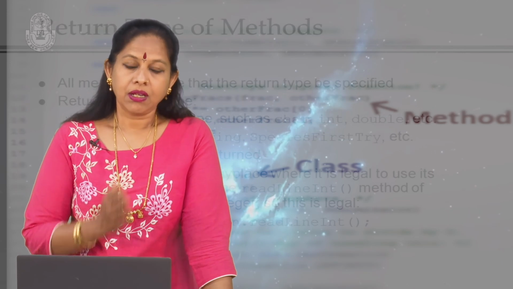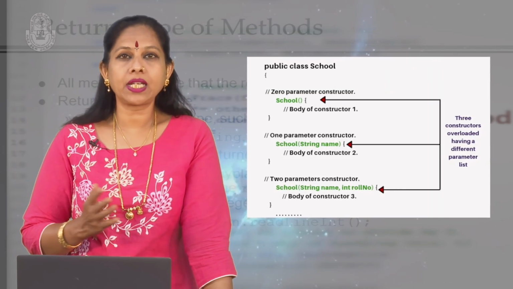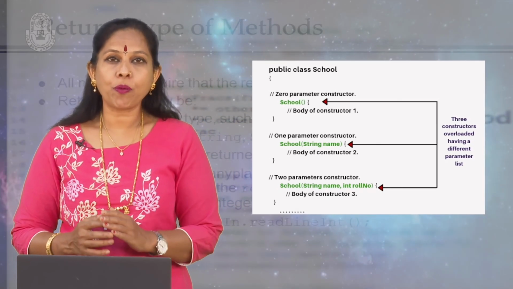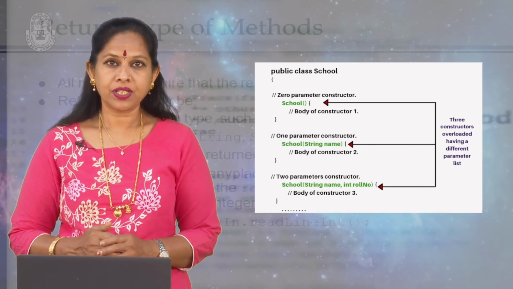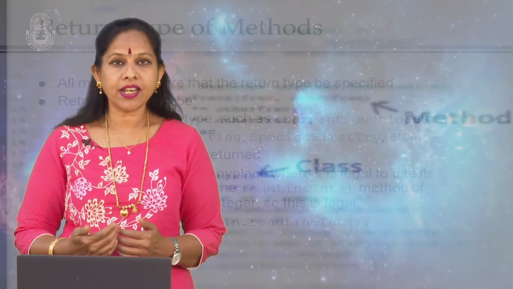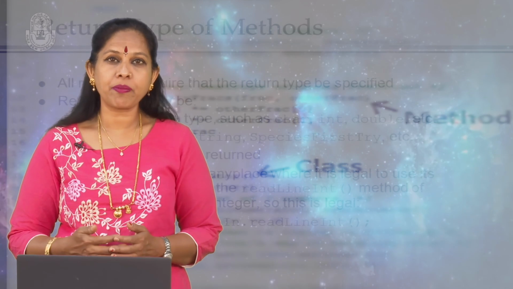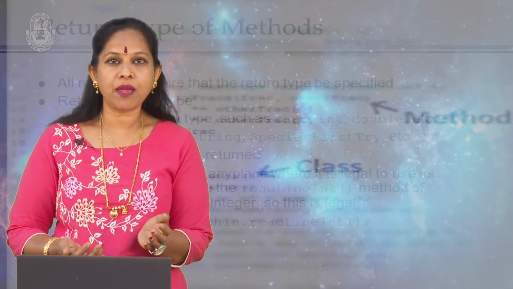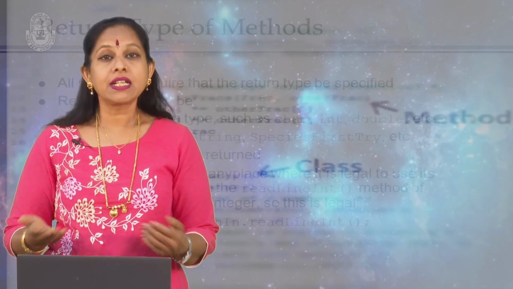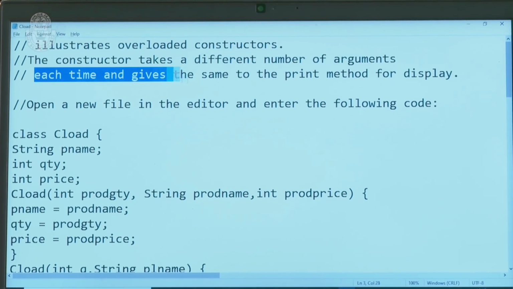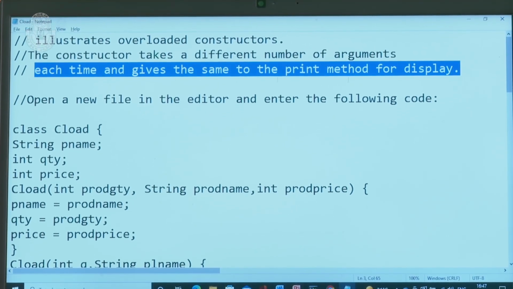Overloading constructors. Constructors can also take varying numbers and types of parameters. This enables creation of objects with the properties required. The following program illustrates overloaded constructors. The constructor takes a different number of arguments each time and gives the same to the print method for display.